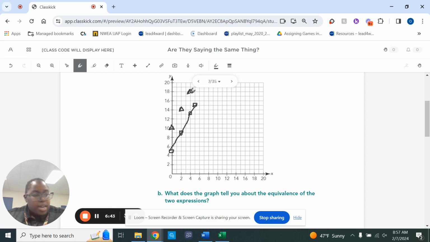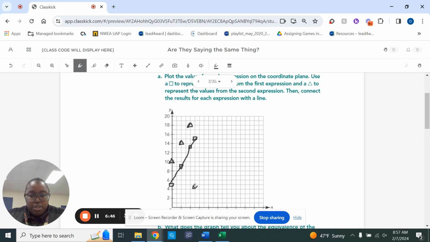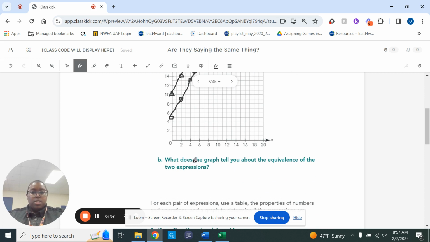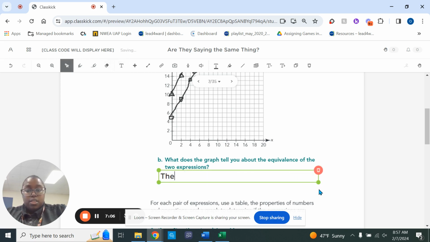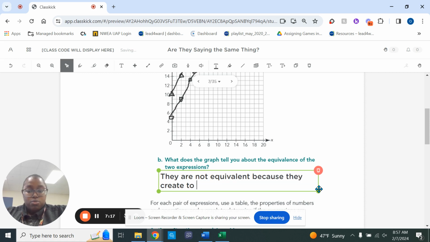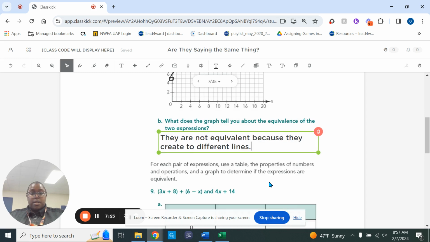So that was 4 and 18. And then the last one is 5 and 20. So 5 is the next line over. 5 and 20. And then I connect those. Now, what does the graph tell you about the equivalency of the two expressions? They are not equivalent because they create two different lines. If they were equivalent, they would make the same line.